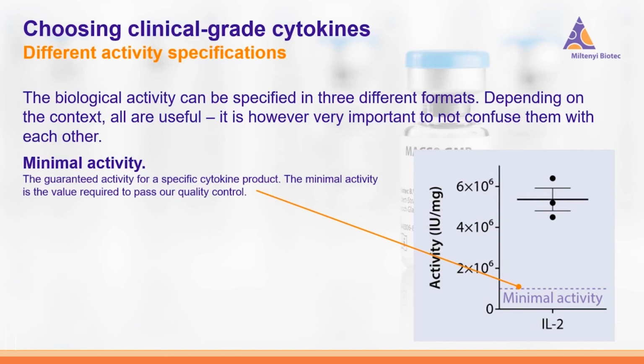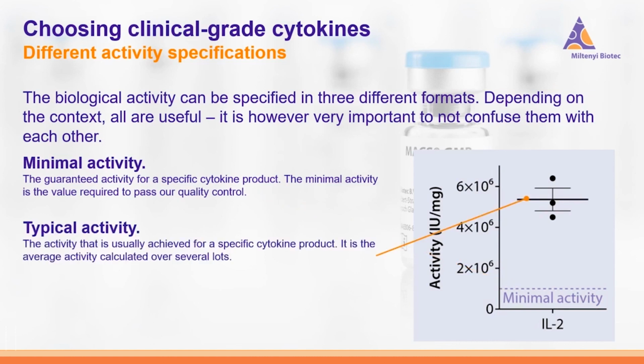First of all, there is the so-called minimal activity. That is the activity that a cytokine needs to have to pass QC. It is not the activity that this specific lot has. It is just the activity it needs to pass QC. That's the activity that's basically guaranteed.